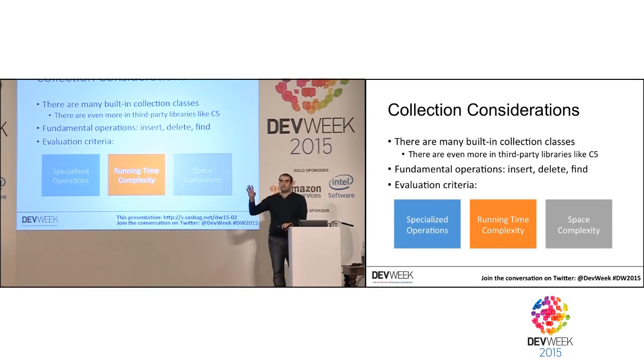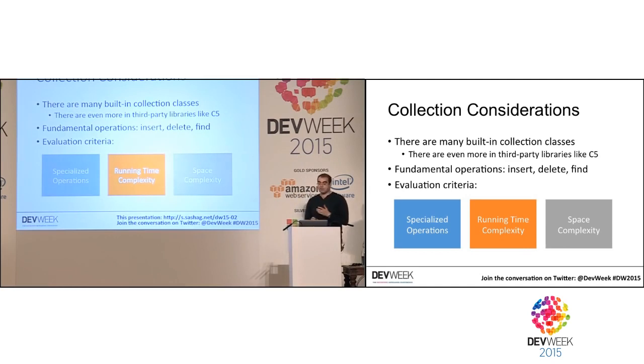Has anyone ever used C5? That's wonderful. So C5 is a really great library that has implementations for pretty much everything you find in an algorithms and data structures book. Plus, it has some specialized collections. And they usually are very rigorous about giving you the asymptotic guarantees and documenting every little detail, even better at that than the .NET Framework collections occasionally.